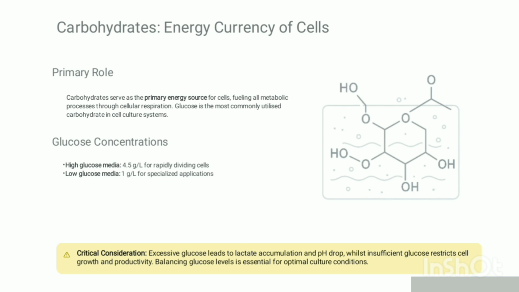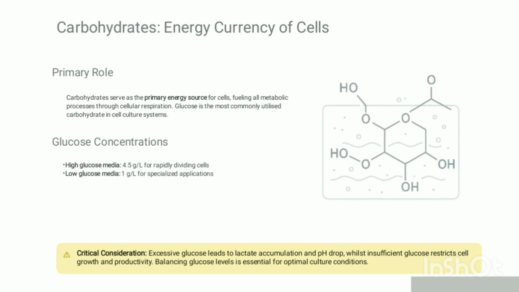Carbohydrates, the energy currency of cells. Carbohydrates are the primary energy source for cells, fueling metabolic processes through cellular respiration. In cell culture systems, glucose is the most commonly utilized carbohydrate. Primary role: fueling metabolism. Carbohydrates are broken down to produce ATP, the energy currency that powers cellular activities. Cellular respiration: glucose is oxidized through glycolysis and the citric acid cycle to release stored energy.